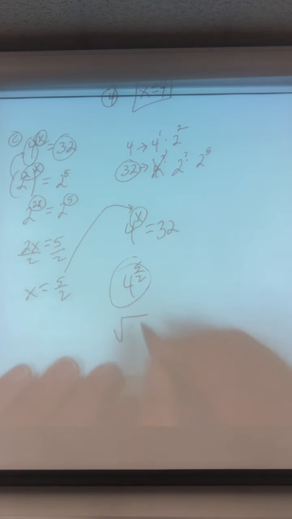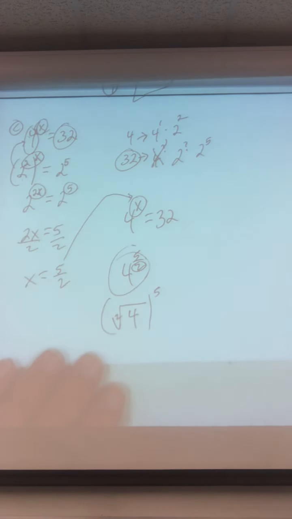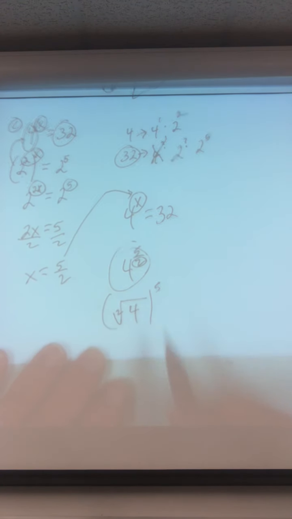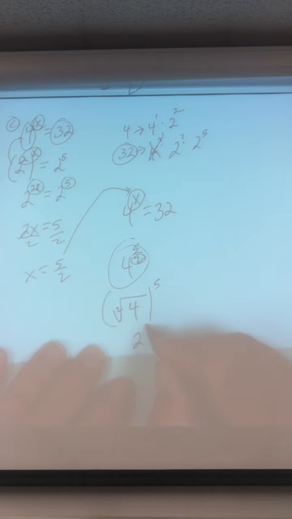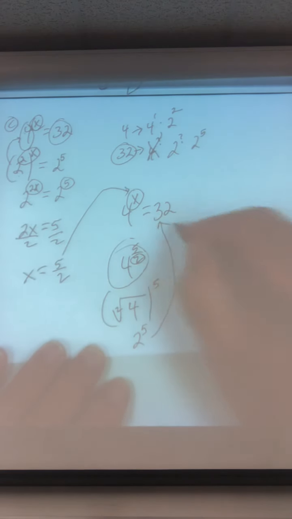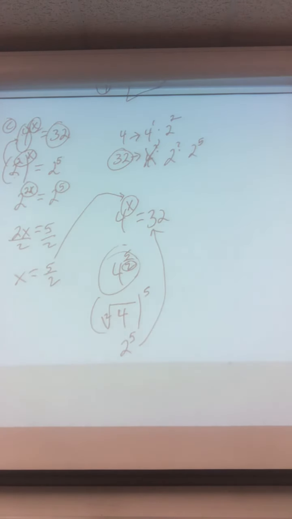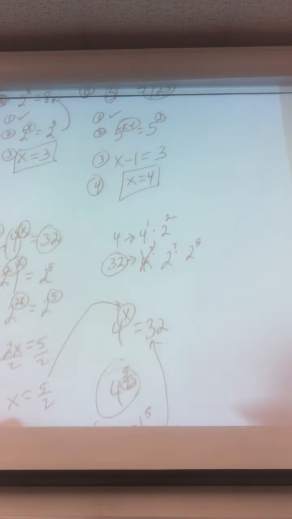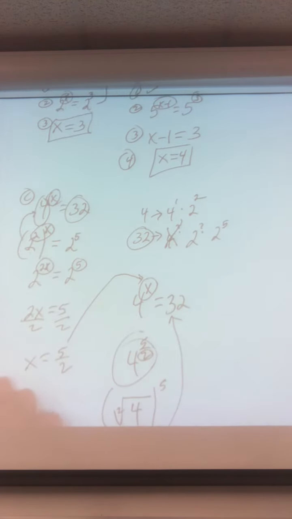How do we work this? You write it as a radical. Put the 4 under here. This number goes there, that's your index, and that's your power 5. Now, what's the square root of 4? 2. And then if you take 2 to the 5th power, you get the 32. So, can you raise 4 to a power and get 32? You sure can. It's just not a whole number power.